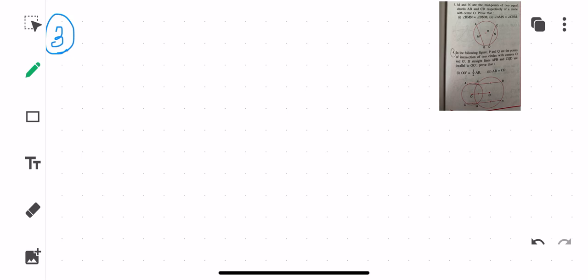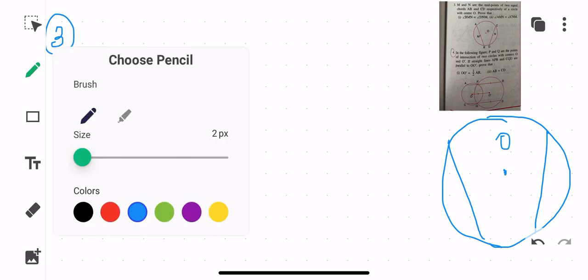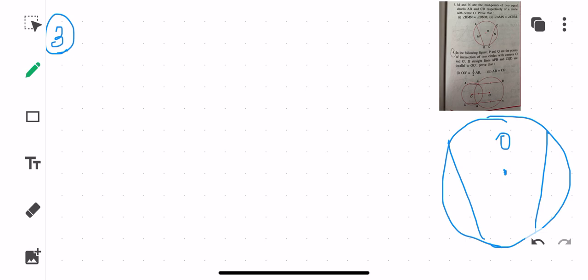So what is question number 3, children? It says M and N are the midpoints of two equal chords AB and CD respectively of a circle with center O. Okay, so we have been given a circle like this, and then here we have this chord, and then here we have this chord, a circle with center O. This is AB, this is CD, and then this is M, this is N.